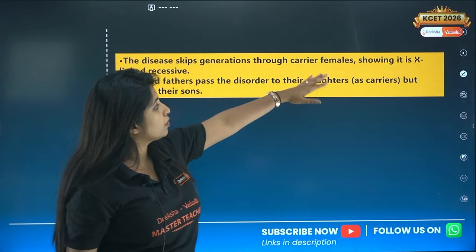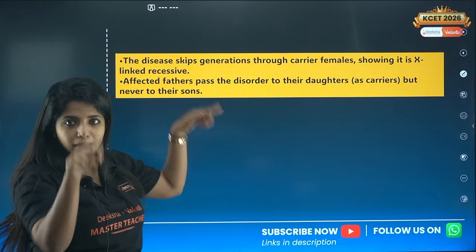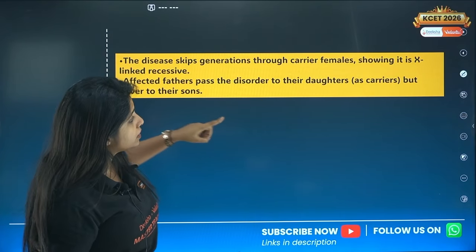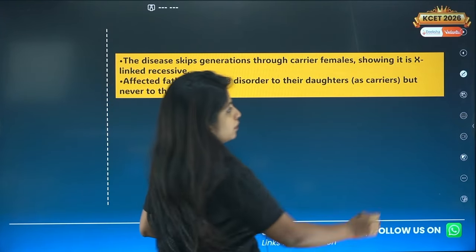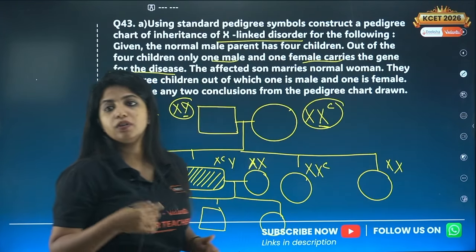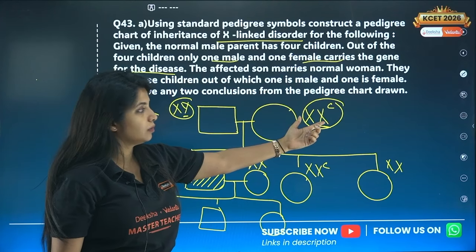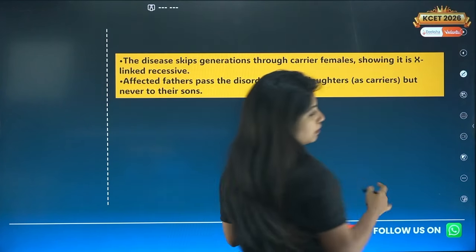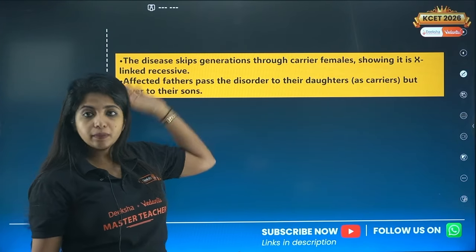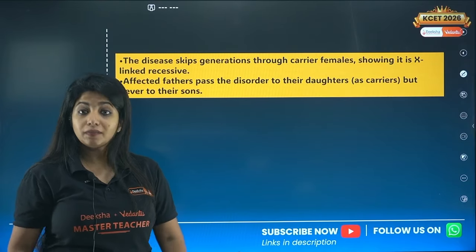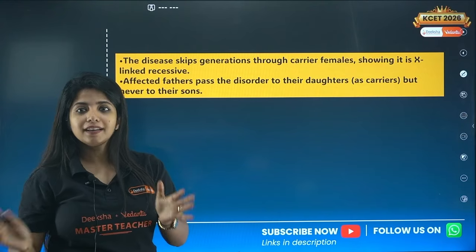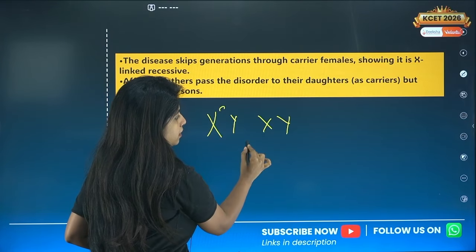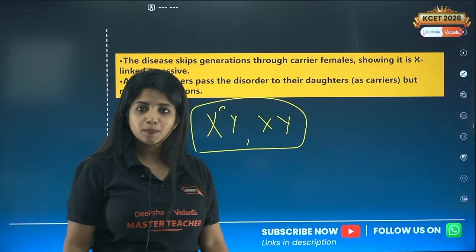So disease skips generation through carrier female, showing it's an X-linked recessive disorder. You can make accordingly, whatever pedigree you're making, accordingly you can answer. Affected fathers pass the disorder to the daughters as carriers, but never to the son. So you can mention like that, or you can just say if a female is a carrier, the son would definitely get it. You can also mention that as well. That is what you understand from the pedigree, right? You can mention that the female is a carrier, the son may get the disease. There are chances that he may get the disease, because it can be either like this or it can be either like this, right? If she is a carrier. So you can explain that.